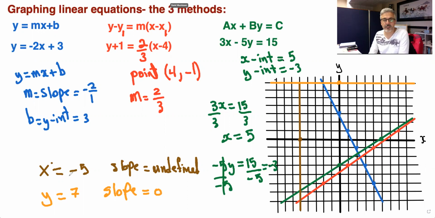And then you have the exceptions of x equals a constant, or y equals a constant. X equals a constant is just a vertical line, and the slope is undefined. Y equals a constant, 7, it could be any number. The slope is 0. It's a horizontal line. And this is it. Math is like a puzzle, and puzzles are fun to solve.